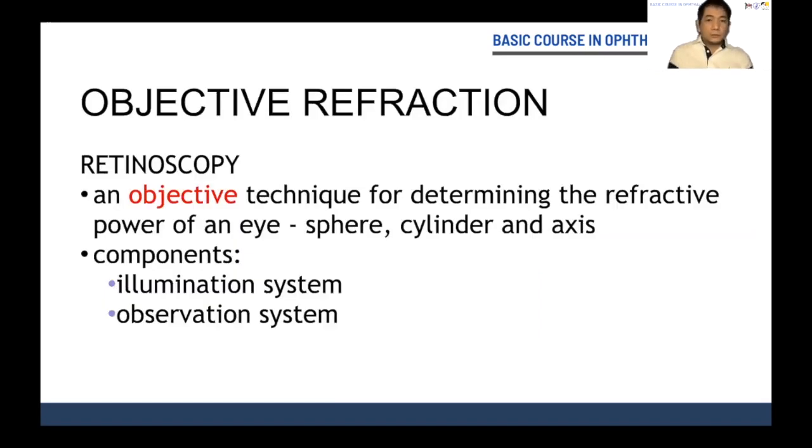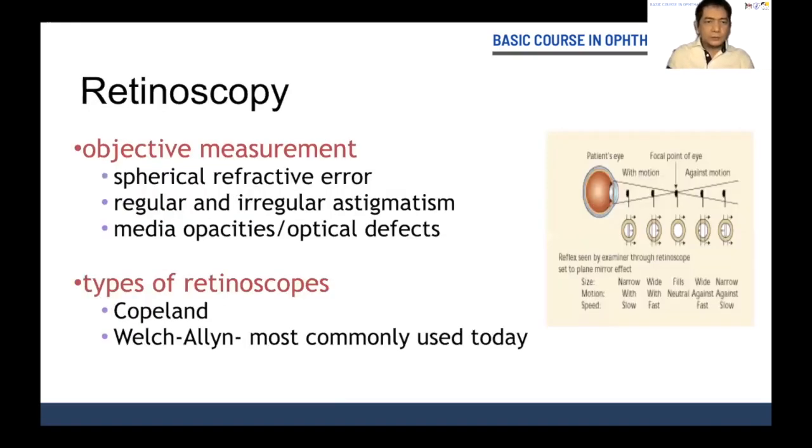Retinoscopy is an objective technique for determining the refractive power of the eye. So you look for the sphere, the cylinder power, and the axis of the cylinder. It has components, the illumination system and the observation system. It is an objective measurement of astigmatism and the spherical component. With retinoscopy, you'll also be able to determine some media opacities or optical defects. And there are two types, the Copeland and the Welch Allyn.